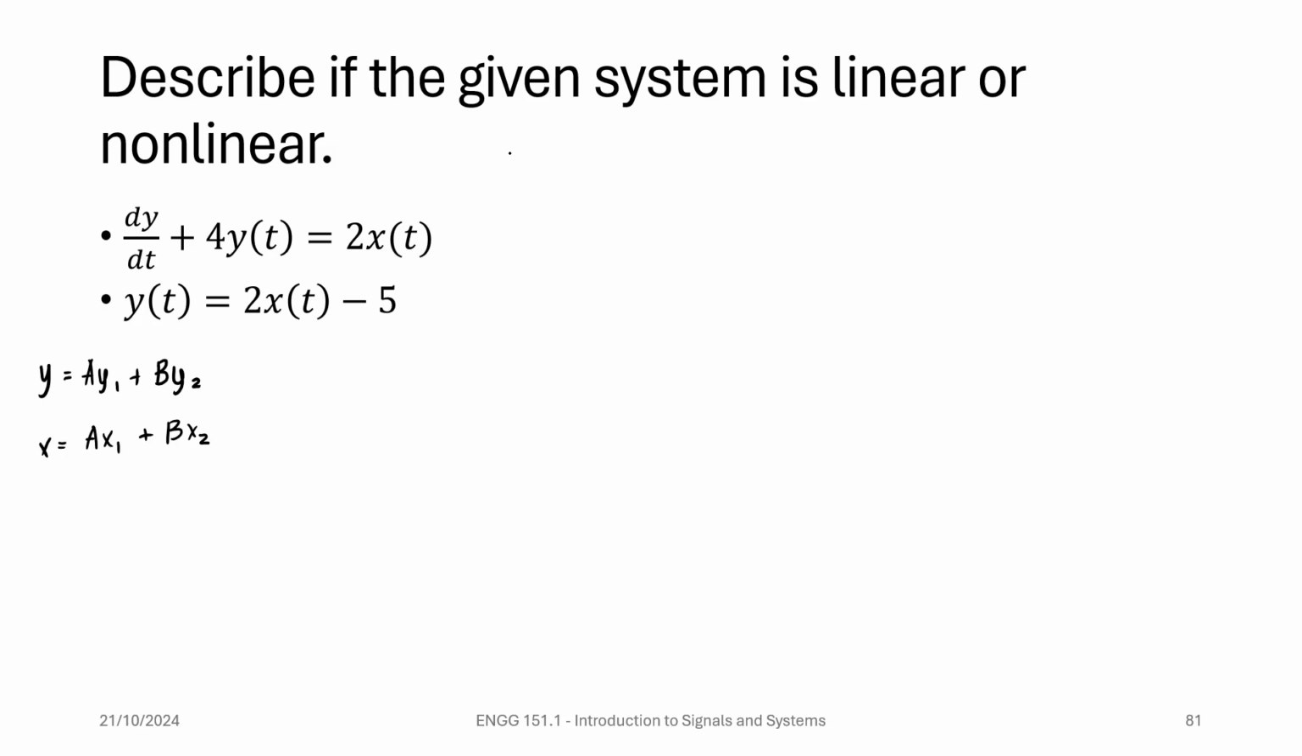Now first things first, we are going to change y with y1. So we start with dy over dt, so we have y1, then plus 4 y1 of t is equal to 2x1 of t. Then, ganun din yung second equation natin, but instead, we're going to use y2.